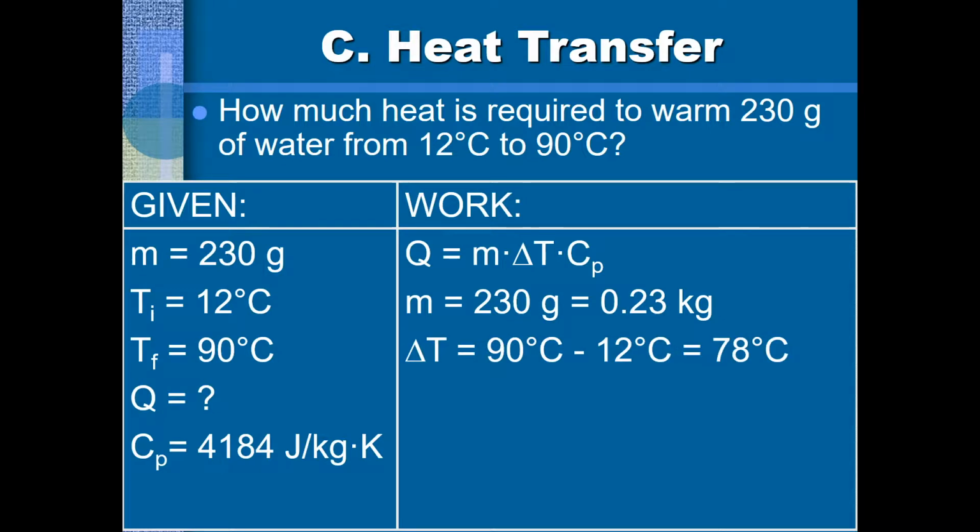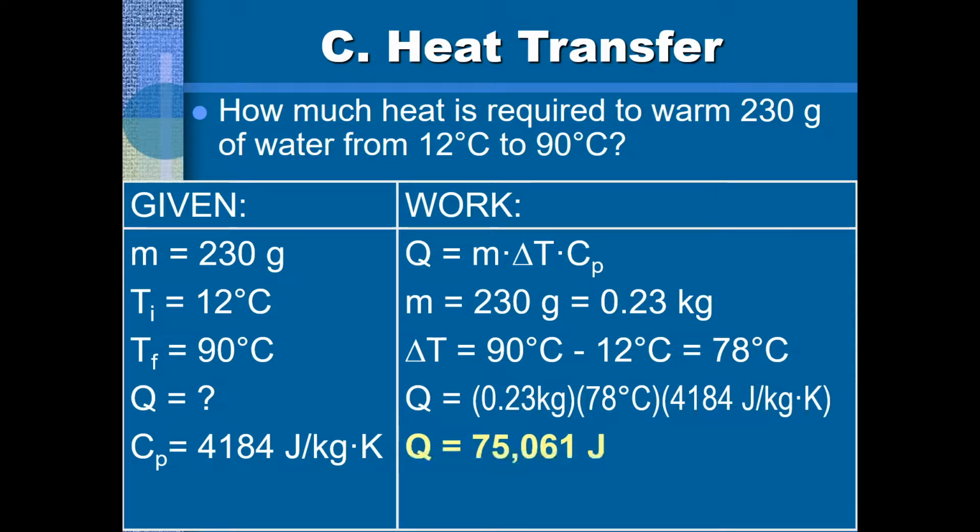So our final was 90, our initial was 12, so we subtract and we see that our change in temperature is 78. We plug it in, and we get 75,061 joules.